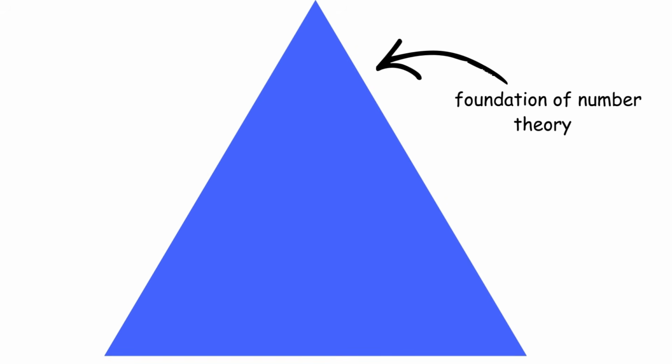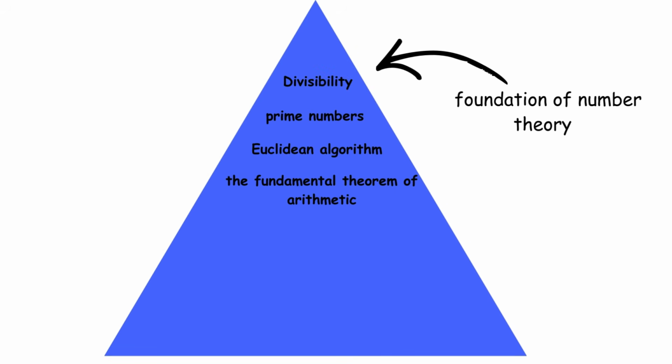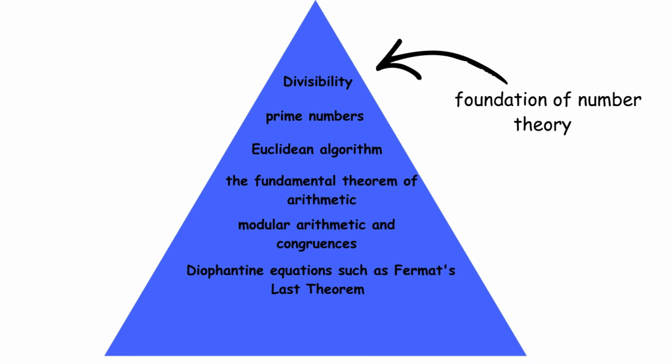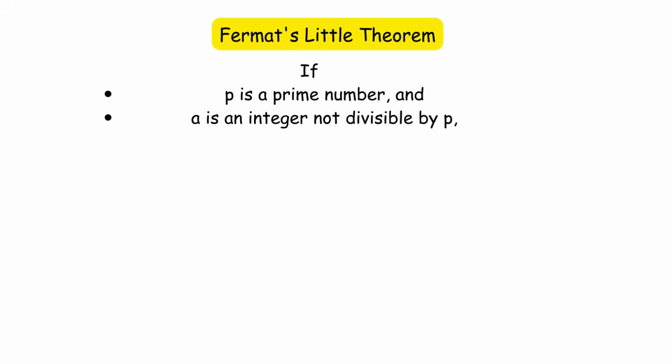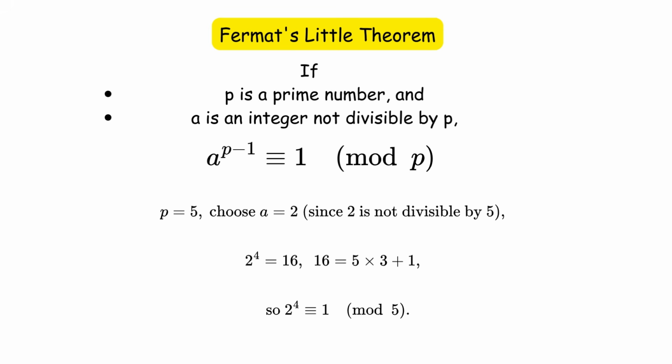Its foundations include divisibility and the Euclidean algorithm, prime numbers, and the fundamental theorem of arithmetic, which states that every integer greater than 1 can be uniquely expressed as a product of primes, modular arithmetic and congruences, Diophantine equations such as Fermat's last theorem, and the distribution of primes studied through the prime number theorem. For example, Fermat's little theorem states that if p is prime and a is not divisible by p, then a raised to p minus 1 is congruent to 1 modulo p.